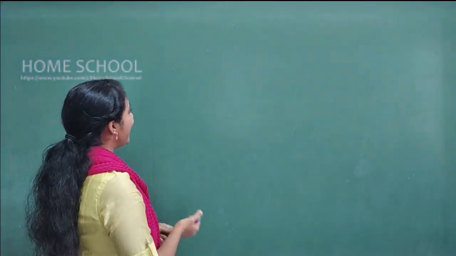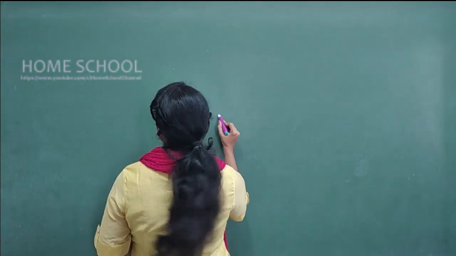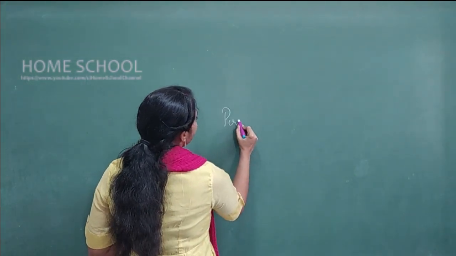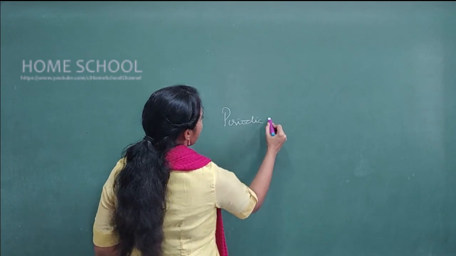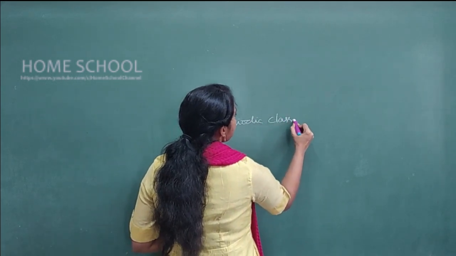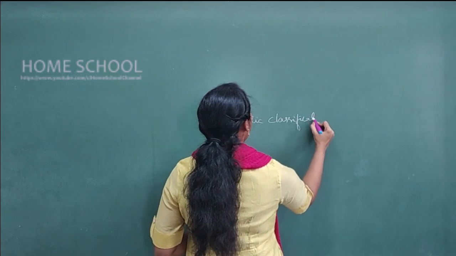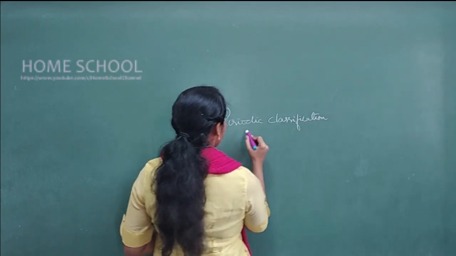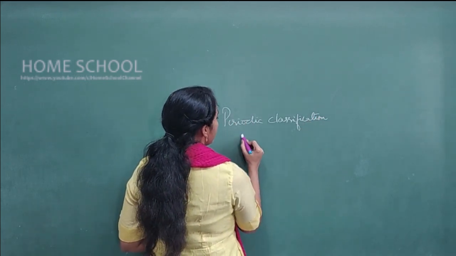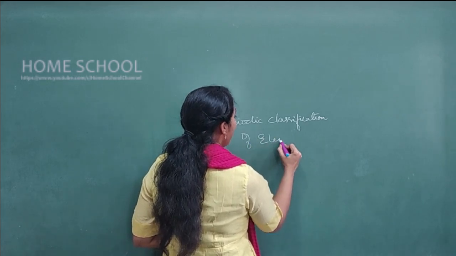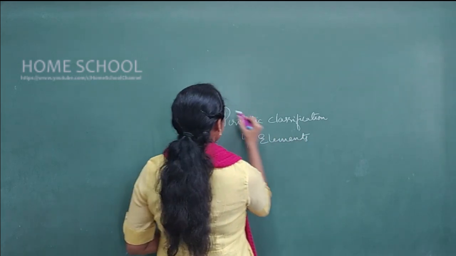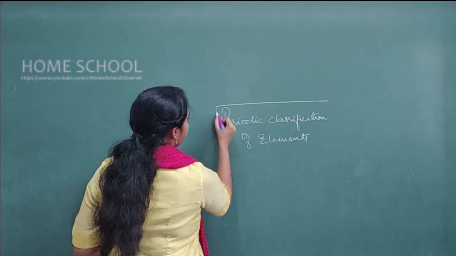Say already a few chapters are over and this is our next chapter, that is periodic classification of elements. So today's mind map topic is periodic classification of elements. This is a much simpler chapter, but yet a very important chapter in chemistry. Okay, so this is our center topic, right?